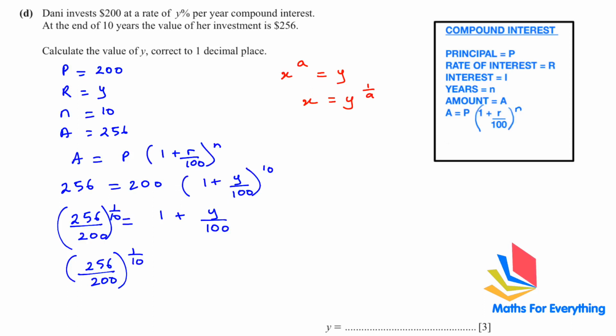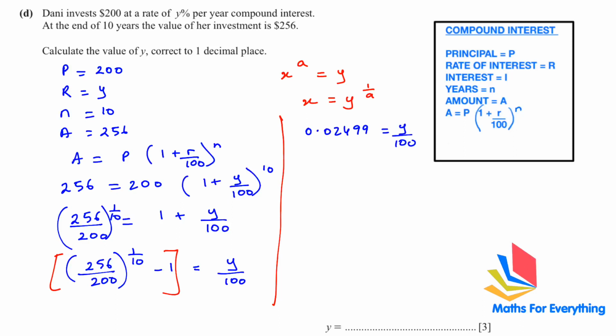The plus 1 which we have here, when we move to the other side, it will be a negative. So you have y over 100. If you want to put this whole thing in the calculator now, you can do so. Let's see what answer we will get. We will get 0.02499 is equal to y over 100.